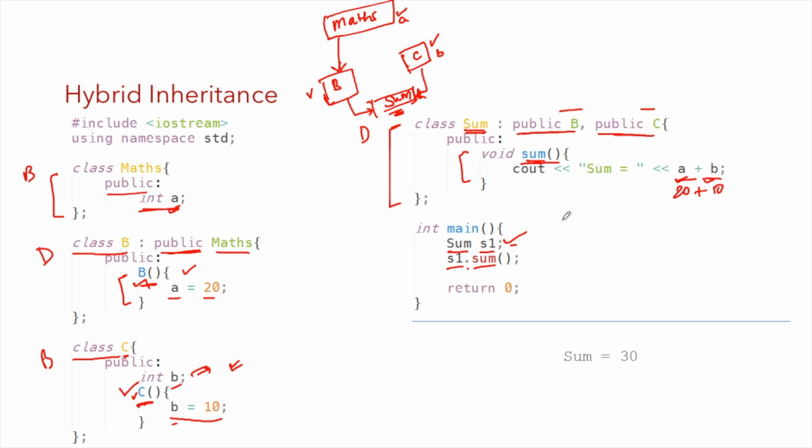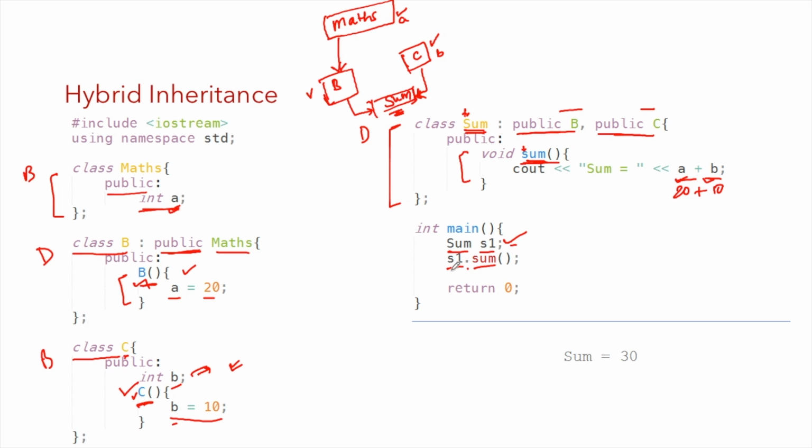which is equal to 30. There is one more important point to notice over here: this is not a constructor, this is just a member function. Because if you notice, this S is in caps and this s is in small. So this is not a constructor, this is a normal function.